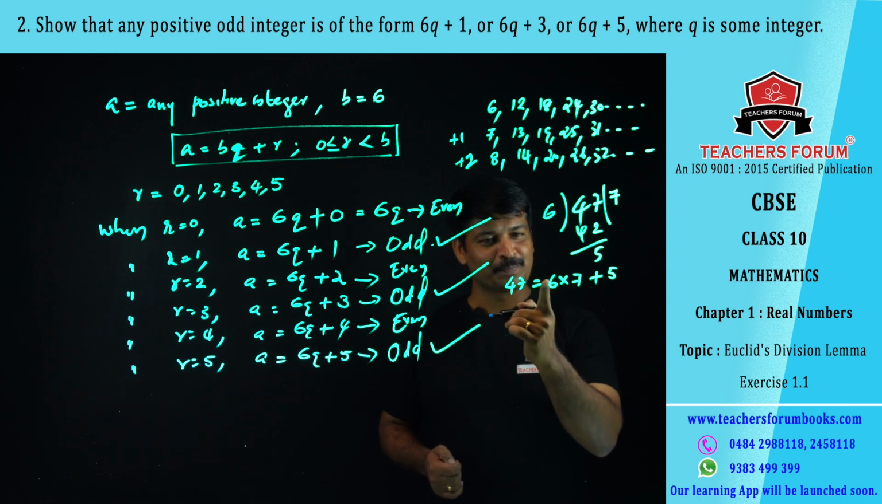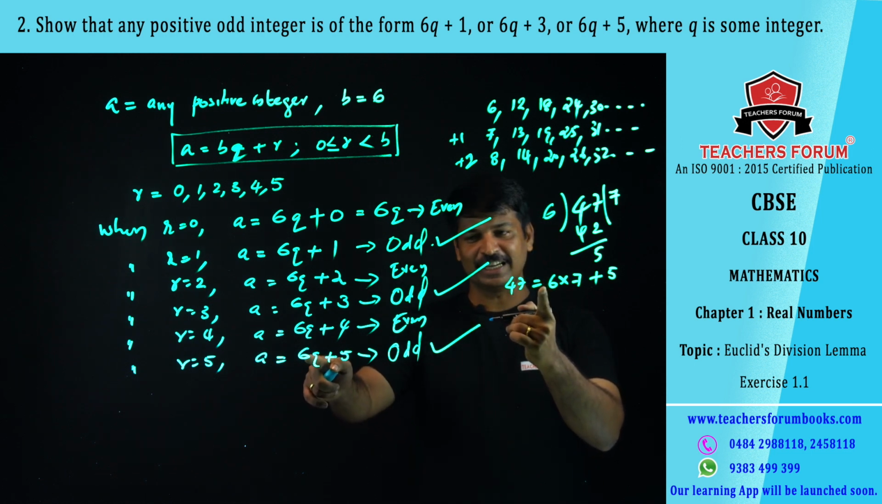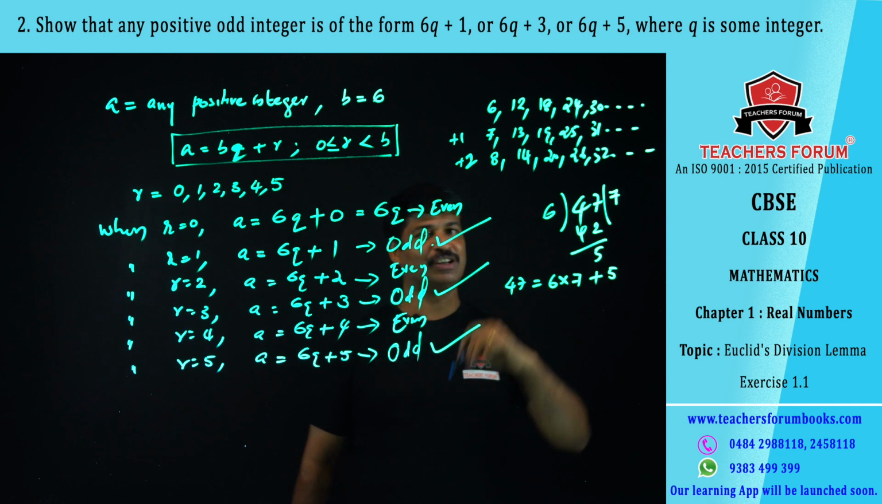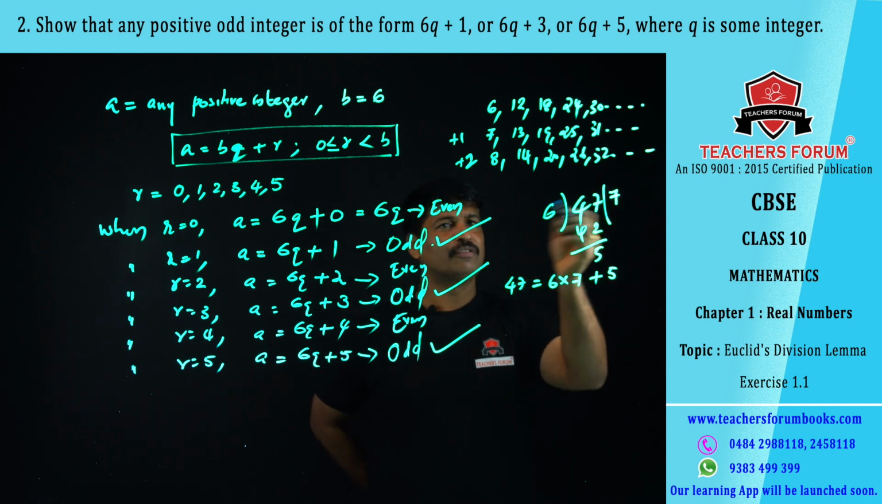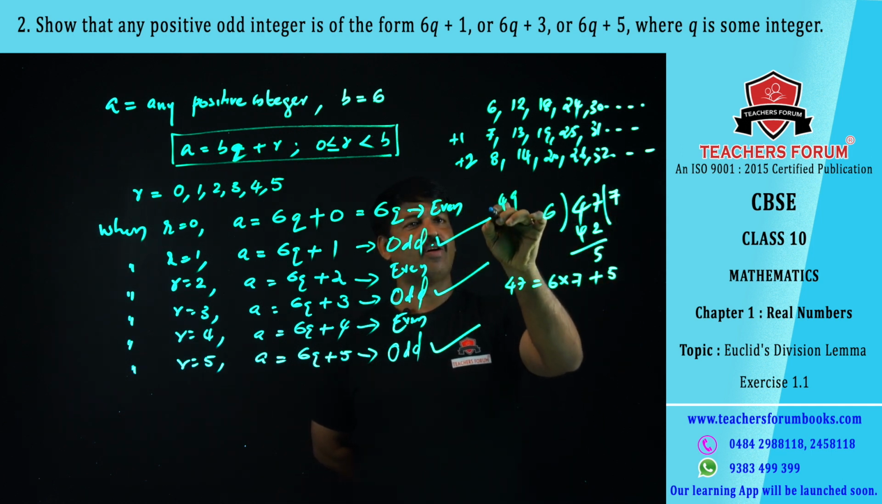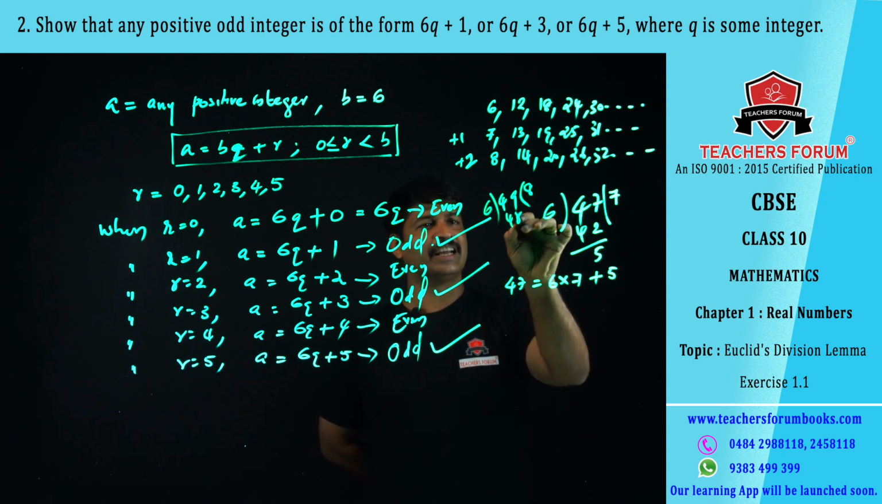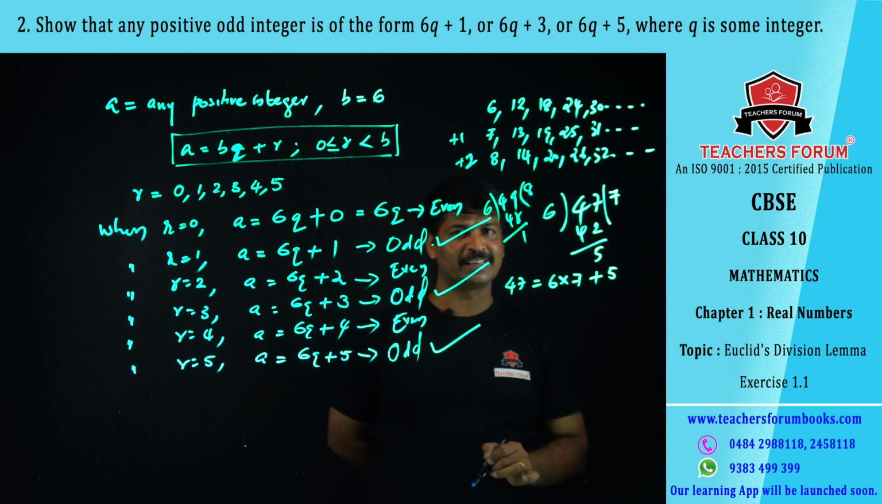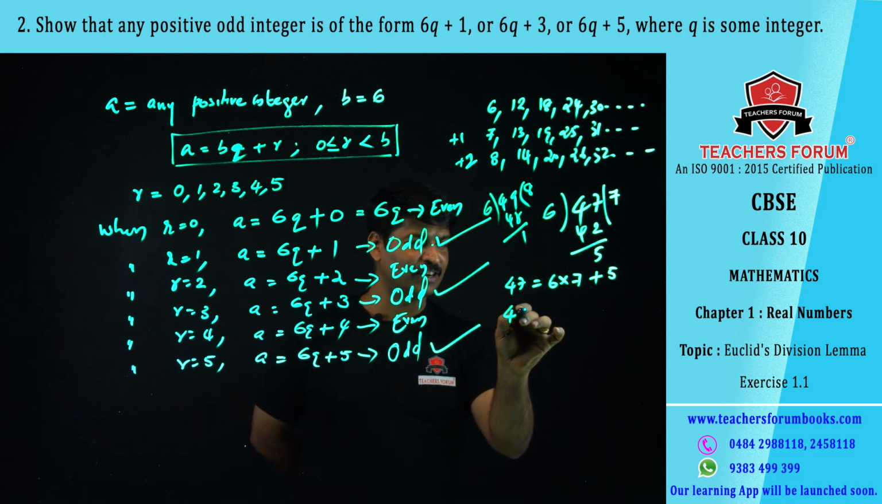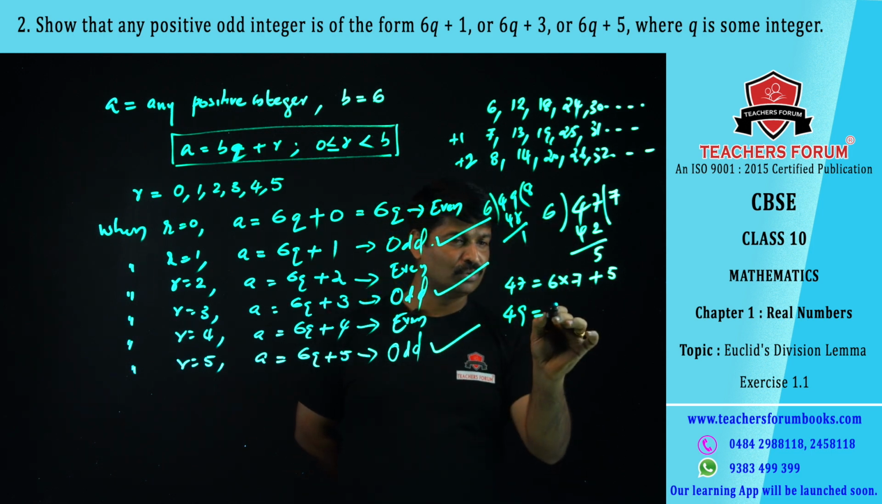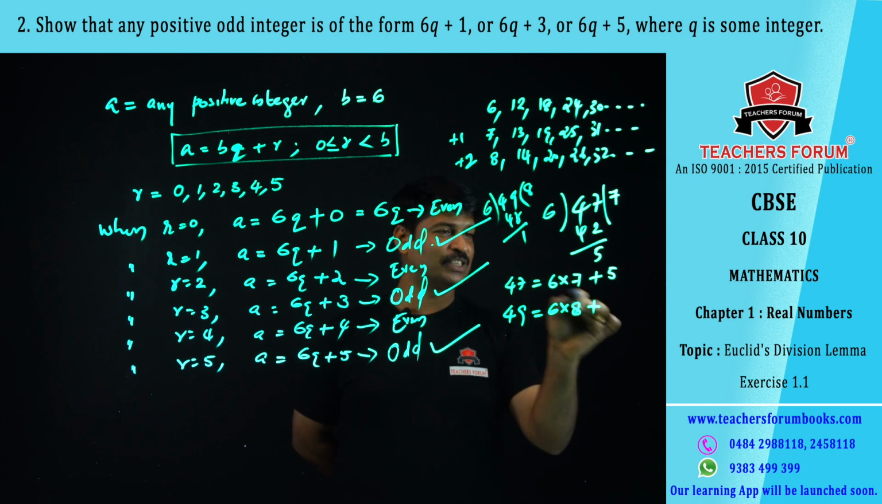Let us take another example. 47 you have taken. Let us take the next number, 49. It is also an odd number. Let us divide 49 by 6. 8 sixes are 48. You will be getting the remainder as 1. So, how can you write 49? 49 is equal to 6 into 8 plus 1.